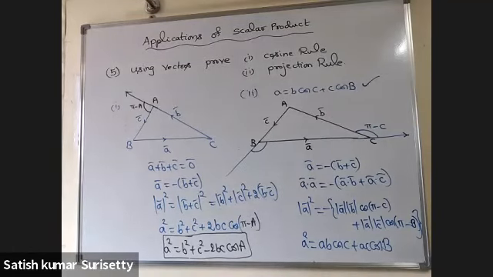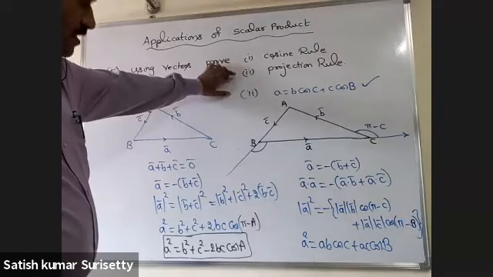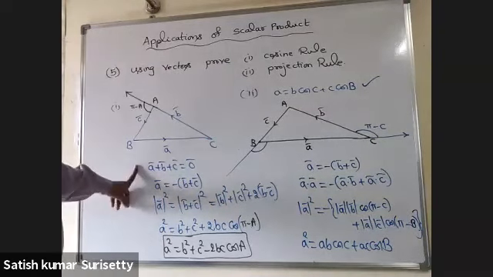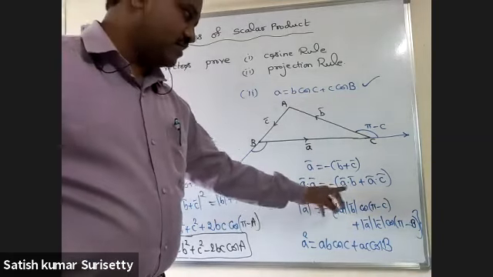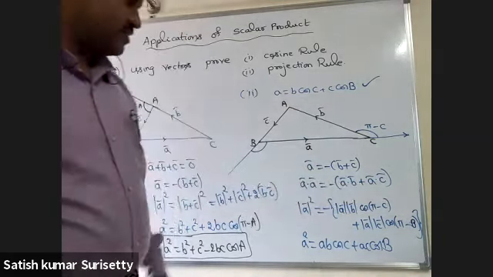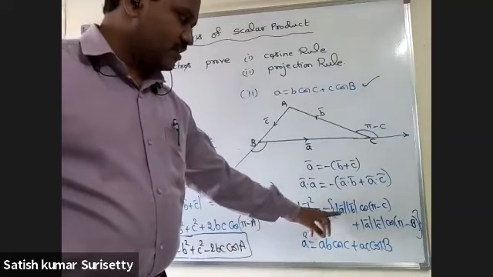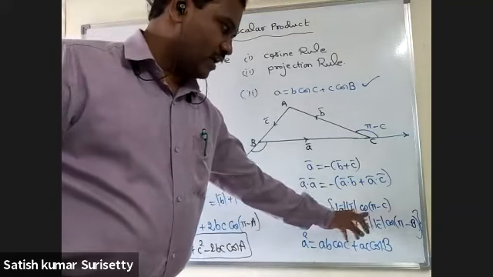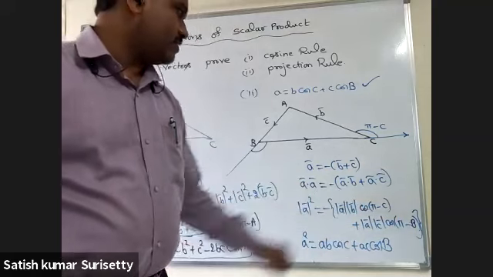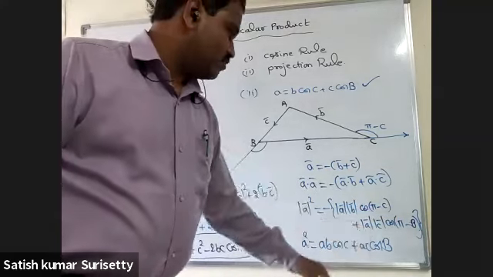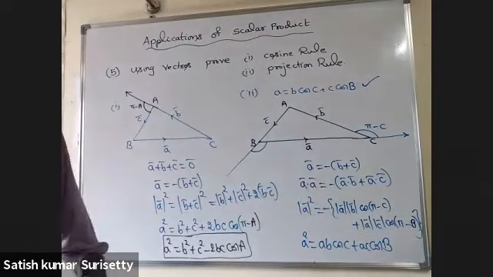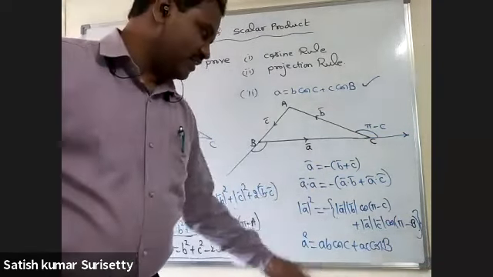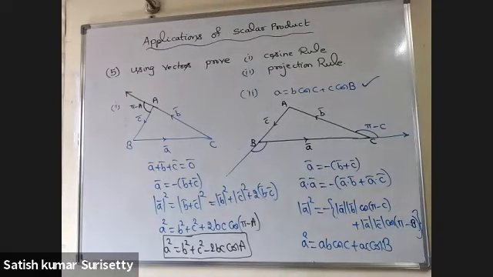So for proving the projection rule, because A bar plus B bar plus C bar equal to 0, take dot product with A bar. So A bar dot A bar equals minus of A dot B plus A dot C. So modulus of A square equals minus mod A mod B into cos of the angle between A bar and B bar, that is pi minus C, minus modulus of A bar, modulus of C bar, cos of pi minus B. Hence you can cancel A. Then A equals B cos C plus C cos B.